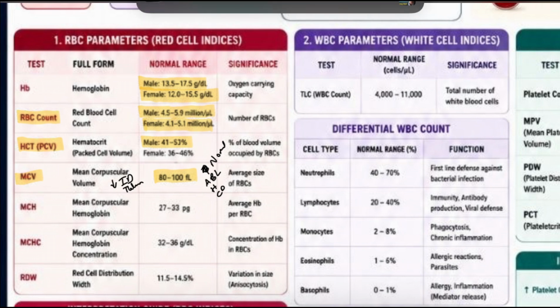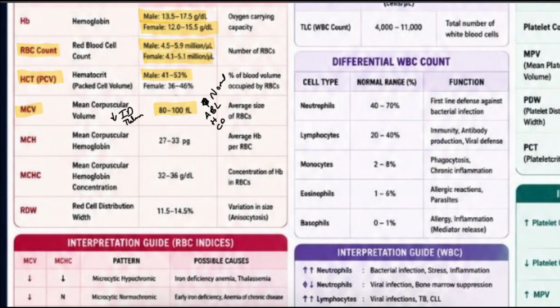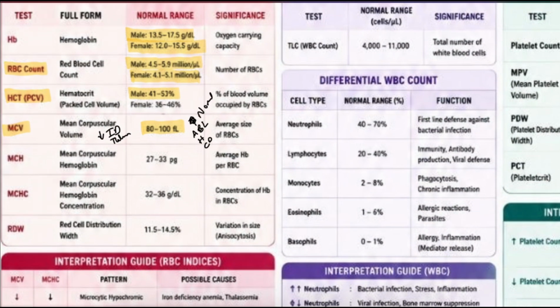Next, we can always remember this, if you want, I will give a mnemonic. If the cell is normal, the problem is blood loss. If the cell is small, iron related problems. If the cell is large, the B12 or B9 deficiency.